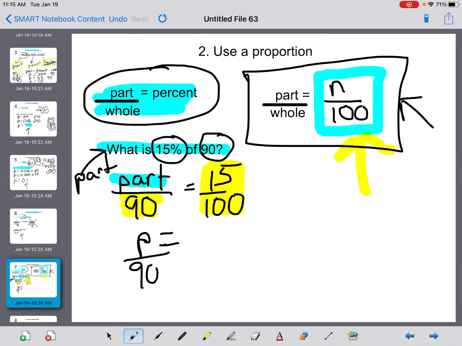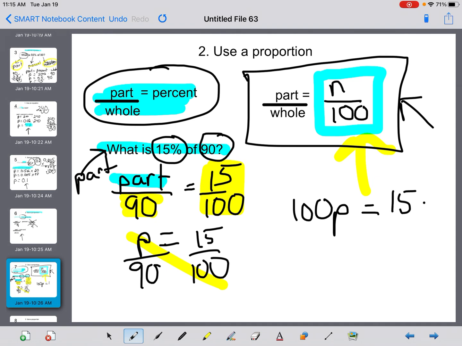So now, grade 7, this is what I have essentially: part over 90 equals 15 over 100. I should be able to solve this using cross products. This is why we've been practicing cross products. So I'm going to go across. I want to cross this way. So I get 100p equals 15 times 90.